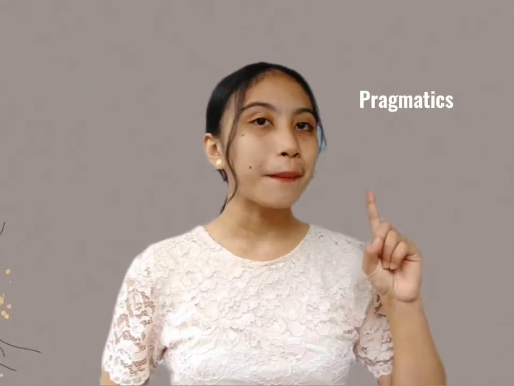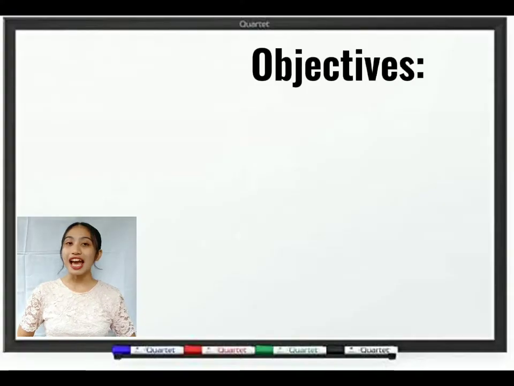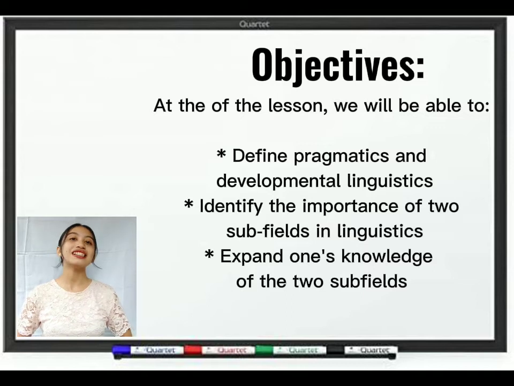For today's discussion, I will be tackling one subtopic of microlinguistics and macrolinguistics, specifically pragmatics and developmental linguistics. But before I proceed to the main topic, I'm going to share first the objectives that will be achieved at the end of the discussion. At the end of the lesson, we will be able to define pragmatics and developmental linguistics, identify the importance of the two subfields in linguistics, and expand one's knowledge of the two subfields.